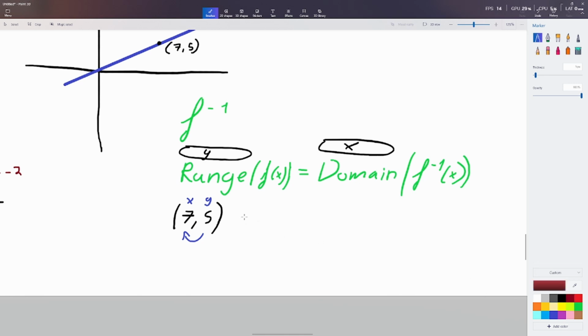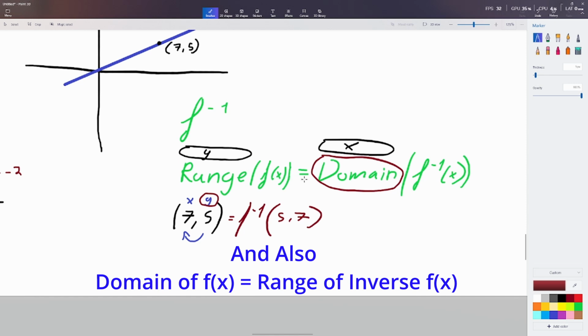So therefore you understand that the f inverse would be 5 and 7, and then you understand that the y goes into the x place, therefore the x is the y of the normal. So let me go there again. Y is 5 in this case. However, if you have an inverse function, it turns x, and domain is all the x values. So therefore you can say always that range of a function is equal to the domain of the inverse function.